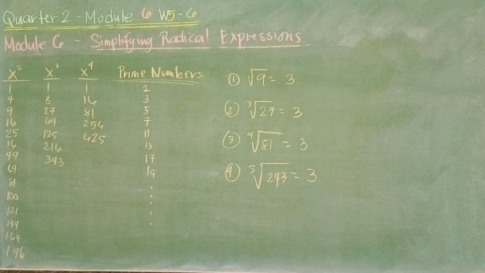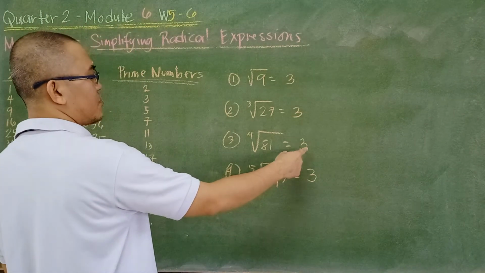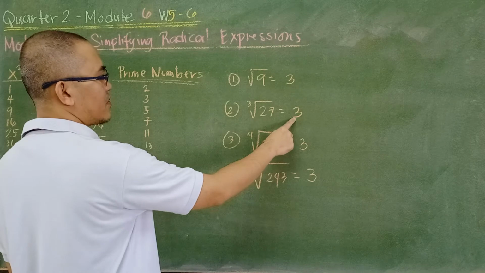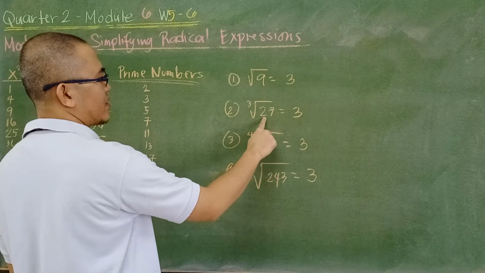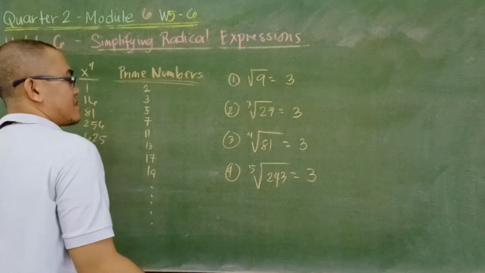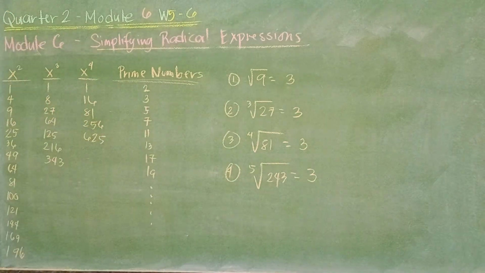So, pag yung 3, minultiply mo ng 5 beses, makukuha mo yung 243. Kapag yung number 3, minultiply mo ng 4 na beses, makukuha mo yung 81. Kapag ito, minultiply mo ng 3 beses, makukuha mo yung 27. Pag ito, minultiply mo ng 2 beses, makukuha mo yung 9. So, yun yung pinagkaiba nila, depende dun sa mga indices.